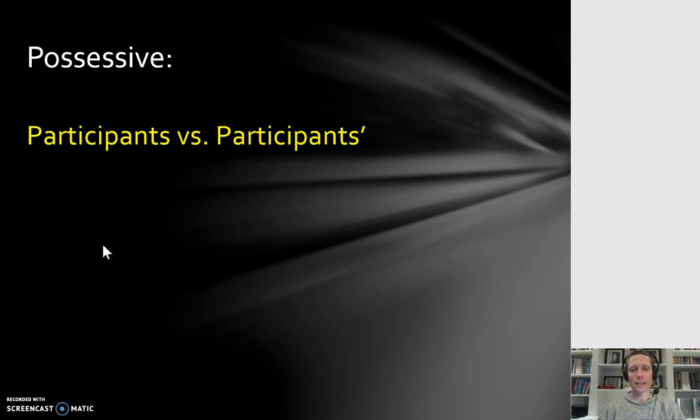Some people tend to have an issue knowing the difference in whether the apostrophe is used or not. If you're just talking about the participants, then you don't need an apostrophe. If you're talking possessions, such as the participants' homes were located in a city, then you'd have that apostrophe.